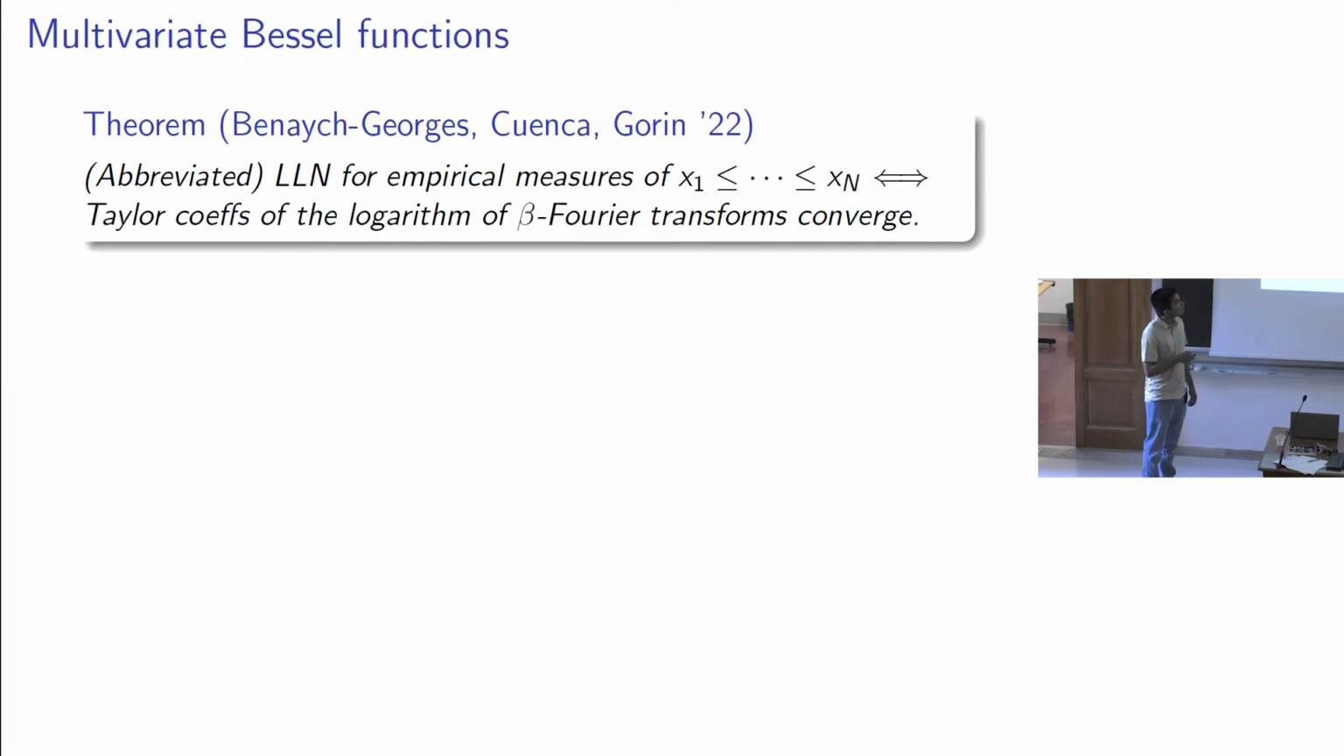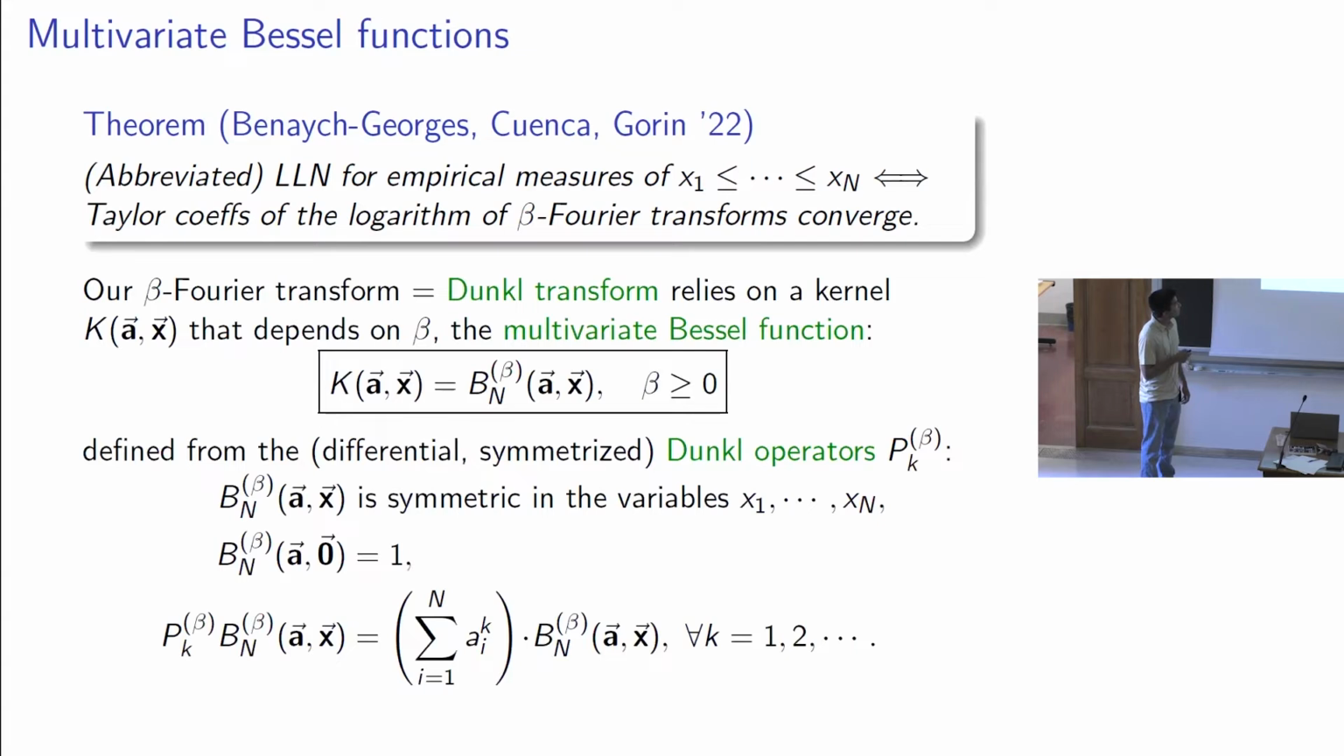Okay, so what is the beta Fourier transform that I will consider? Actually, the more proper name is the Dunkl transform. Okay, so this is a well-known object and arises in other areas of mathematics. And essentially, it has the same definition as before, but the kernel, recall that before it was e to the i a x. Now it will be this thing, which is something called a multivariate Bessel function, okay? So this is some kind of a special function for which the definition is here, right? So it's the unique function satisfying these three conditions.